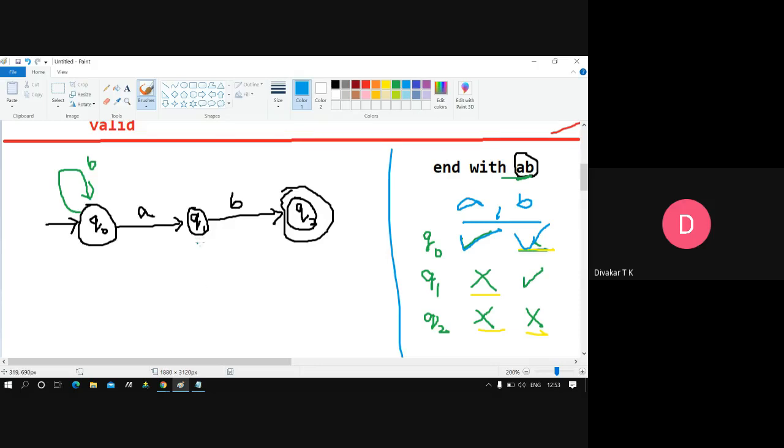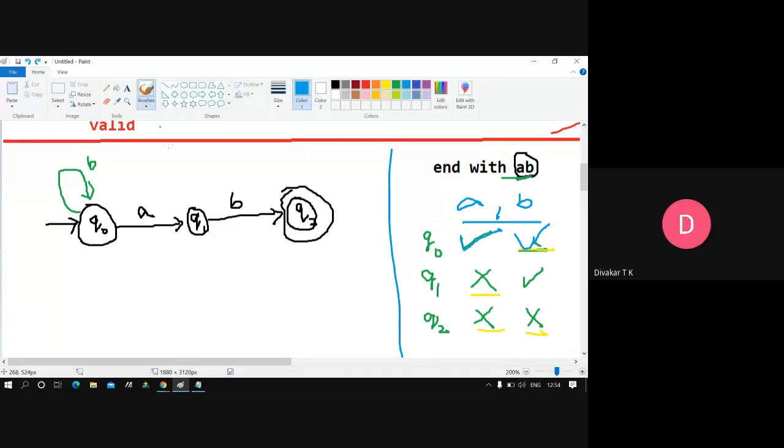Q1. So now from Q1, tell me, B outgoing edge is there here. See, B outgoing edge is there, but there is no A outgoing edge. Now what am I supposed to do? Self loop, yes, sir. Very good.